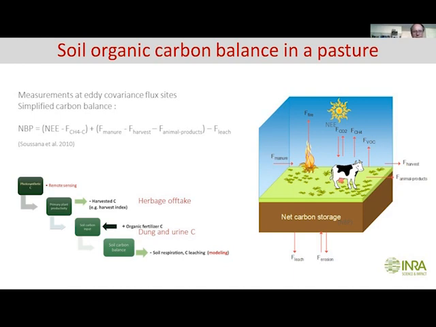So you see here that we have a slightly more complex case with the pastures, where in addition to the fluxes I already mentioned, we should account for the herbage offtake and for the recycling of carbon by the grazers, which leads to application of dung and urine carbon to the system.